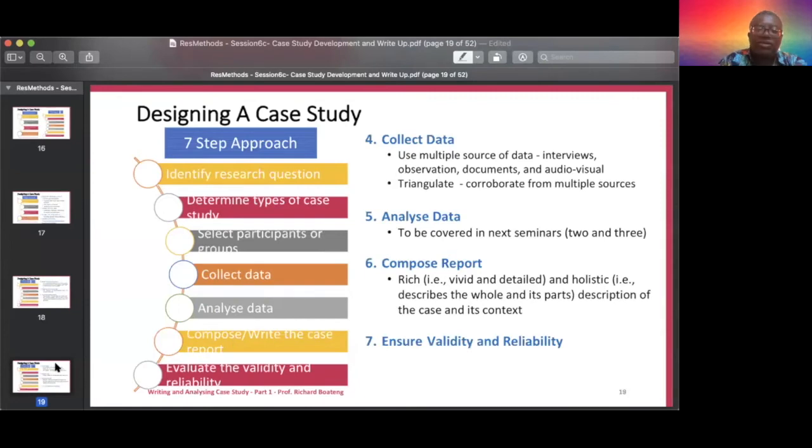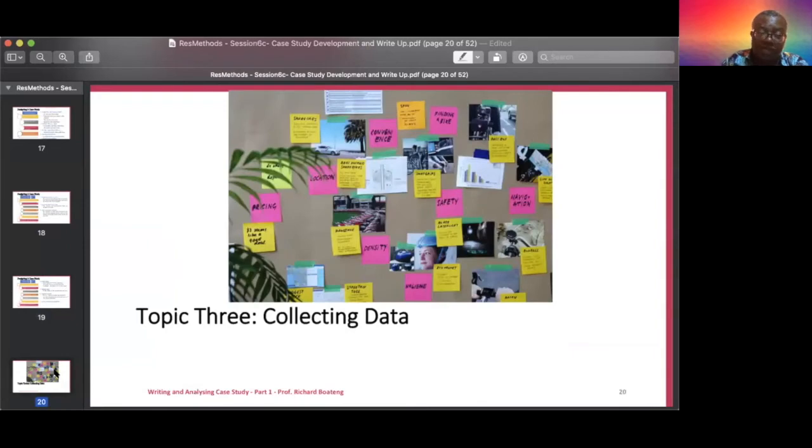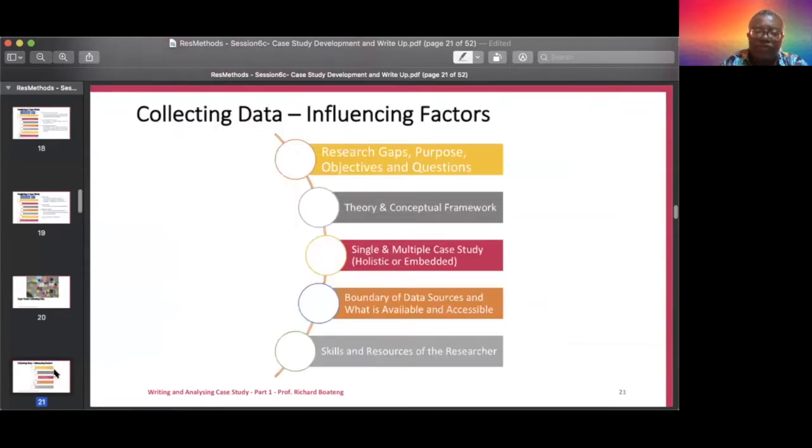Okay. Then you collect your data from multiple sources and triangulate it. You need to know the multiple sources you're going to use and why you are using them. Then you analyze the data, you compose your report, which is a vivid and detailed explanation of what occurred in a holistic manner or in an embedded manner, depending on what you're trying to do, and you ensure validity and reliability. Okay. So now let's look at collecting the data for case study. We'll begin collection of data in general next week, but this one is for case study.